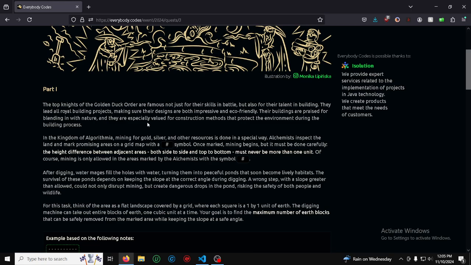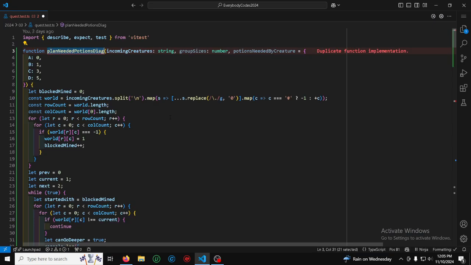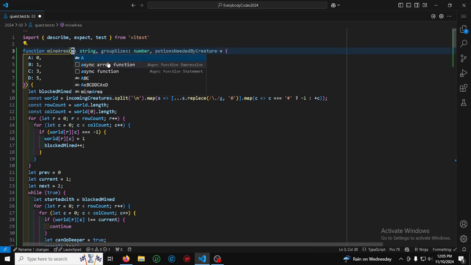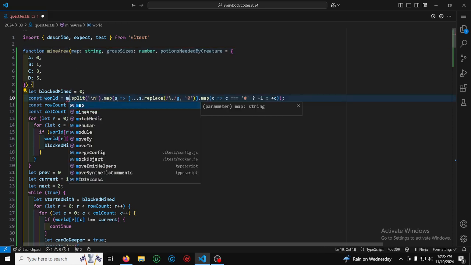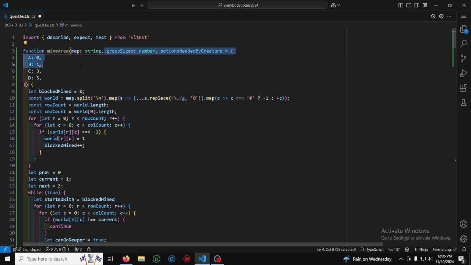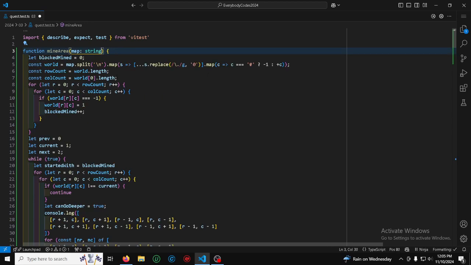What are we doing? Mine area. There we go. So, and this is the map, I like to call it. So this is our map. All these other arguments are unneeded.